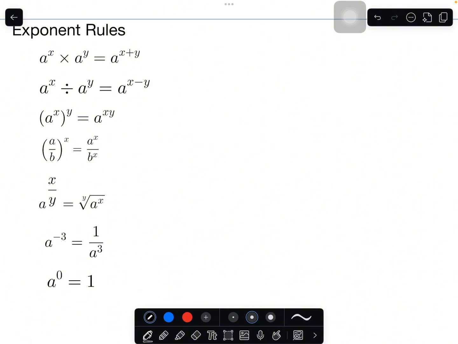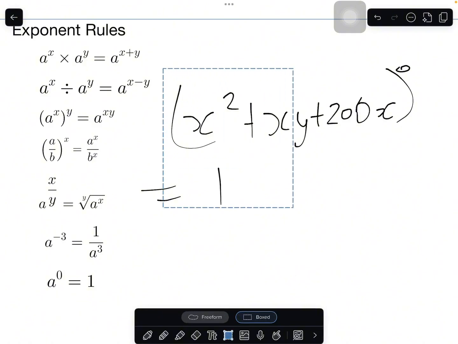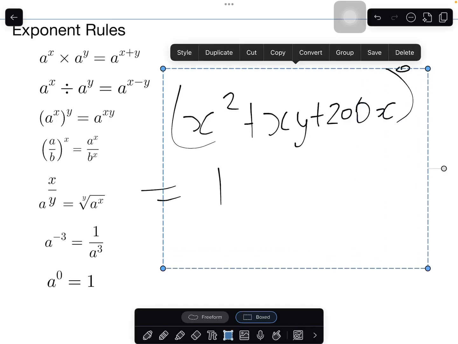When working with this, anything to the power 0 is 1. So if I had a long term like this, x squared plus xy plus 2200, all to the power 0, it just equals 1. Anything to the power 0 is 1. And you don't have to show much working out for that. If you get a test or an exam, it is understood.